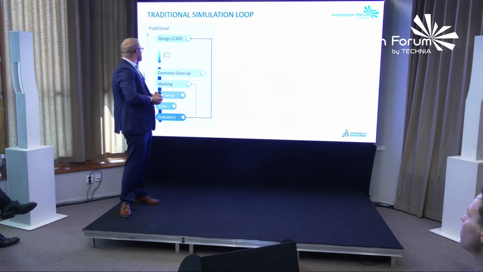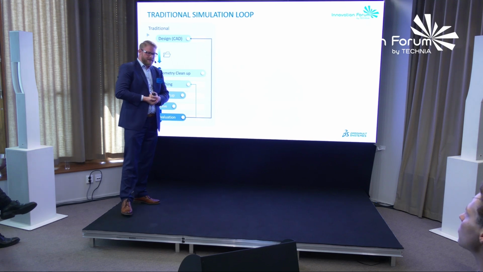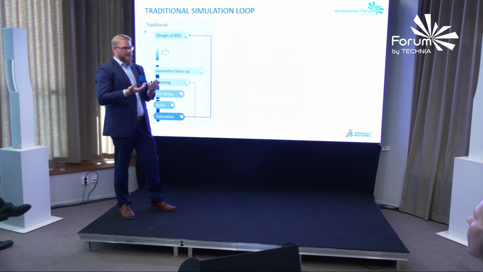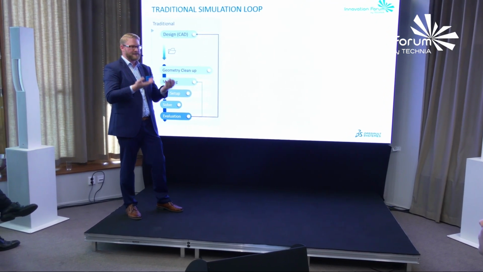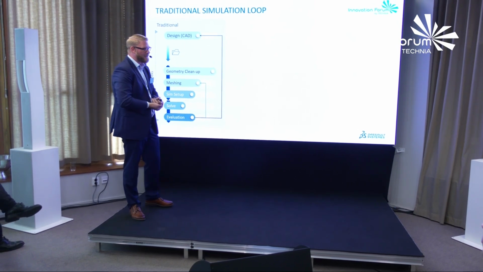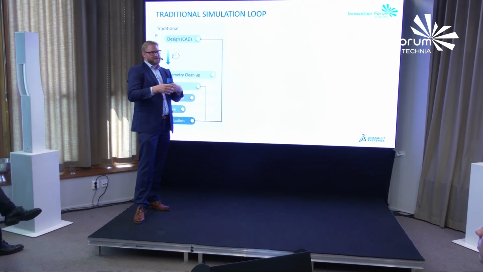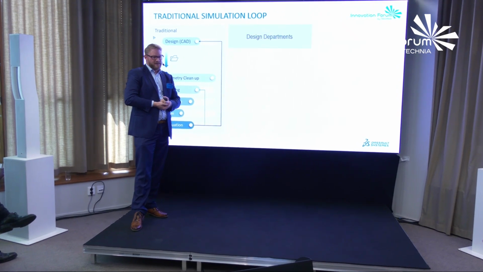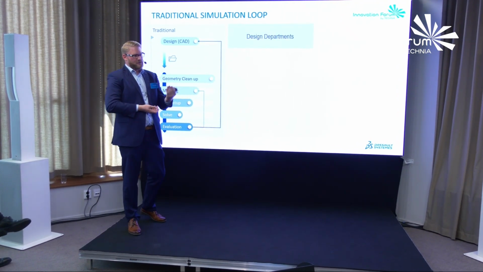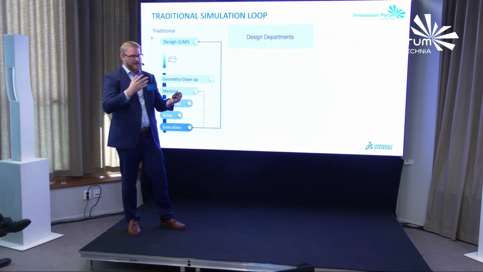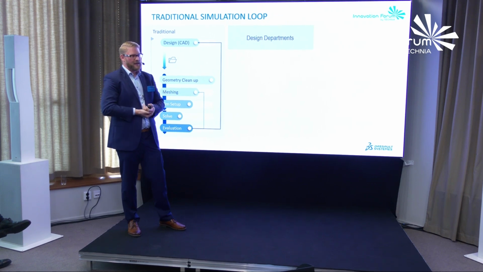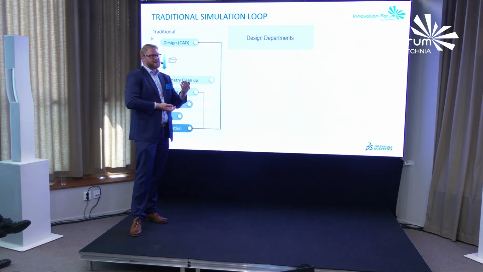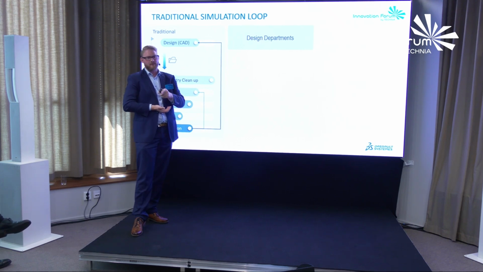So let's take a look at traditional simulation loops. Typically, what's happening is we have a design process. So someone is doing CAD design in SolidWorks, CATIA or whatever. And usually these design loops or iterations are rather fast in the design department. You can do drastic geometric changes within minutes, hours. And at some point, you reach a situation where you say, okay, I'm going to freeze the design as it is, and now I want to validate what's going on.